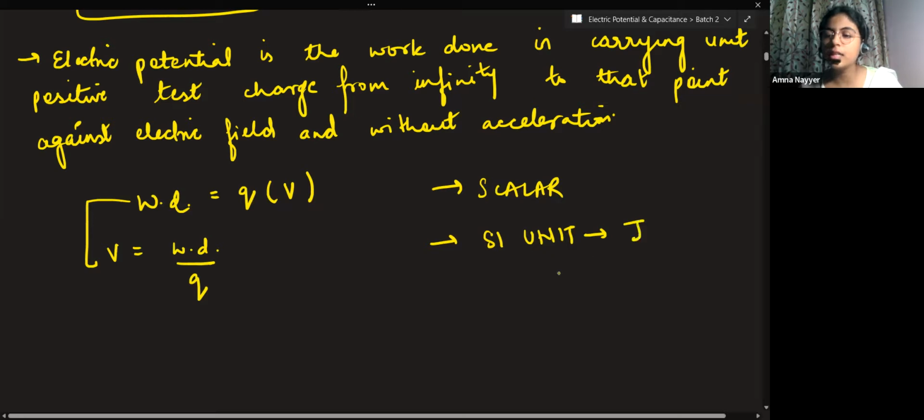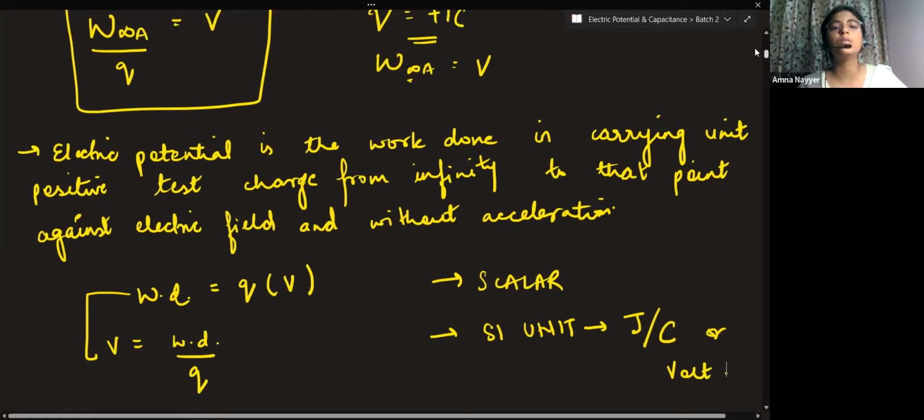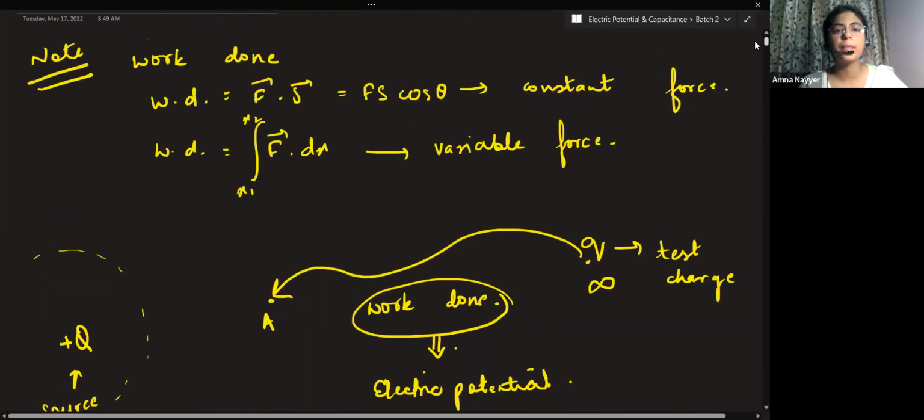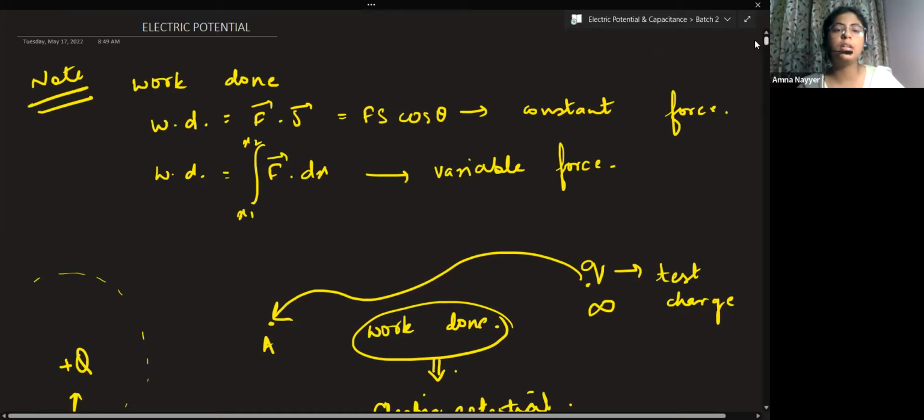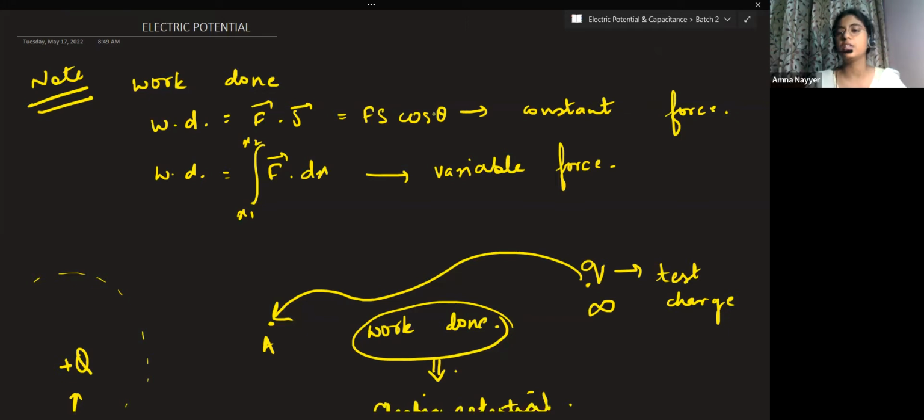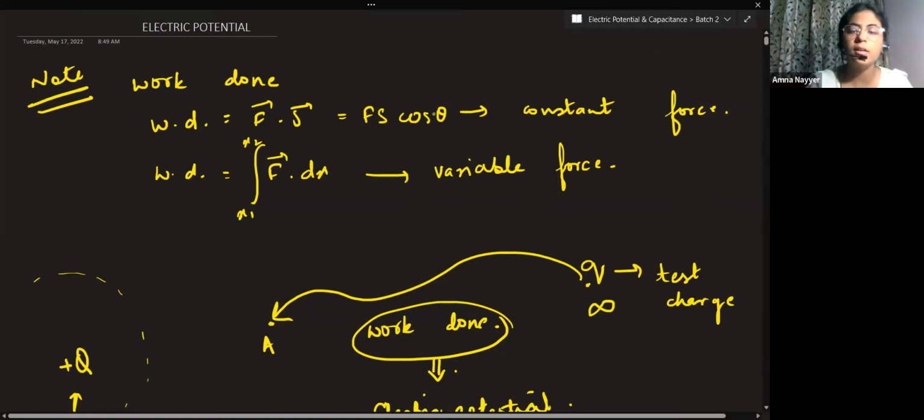See, work done is joule, per unit charge is coulomb. This is also called volt. So, 1 joule per coulomb is equal to 1 volt. So 1 volt you can use, 1 joule per coulomb you can also use. All right, so just note till here, then we'll find out what is electric potential due to a single point charge, the way we have calculated it for electric field.